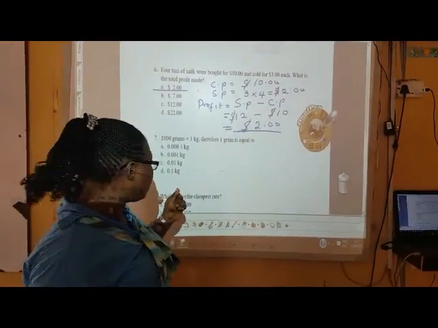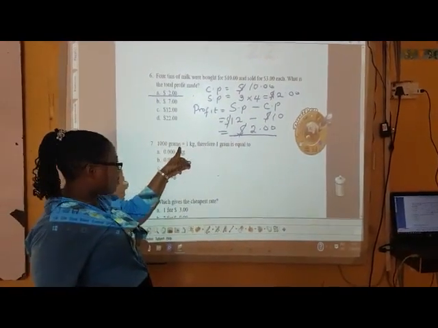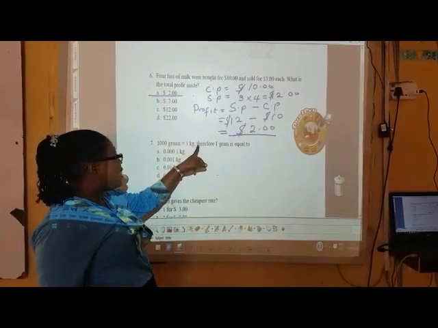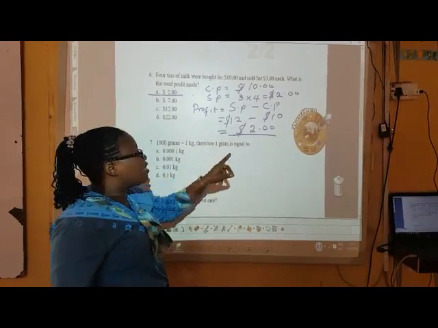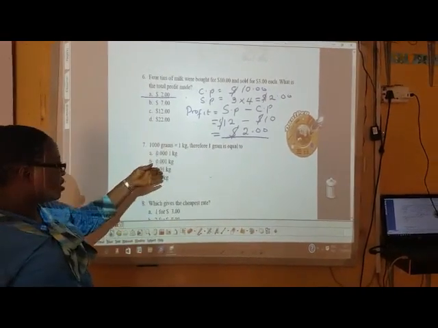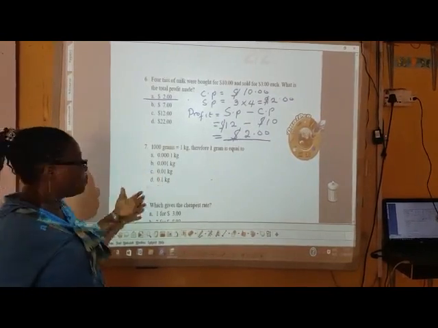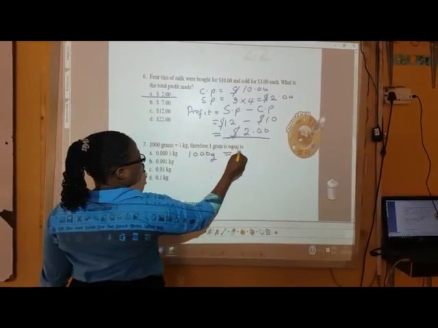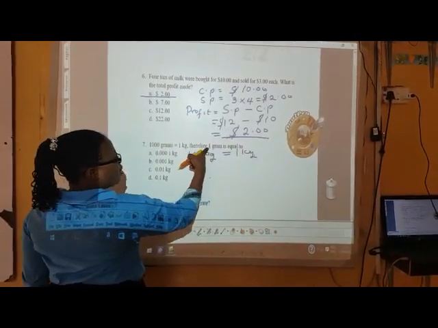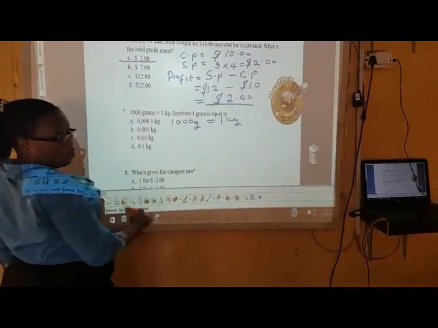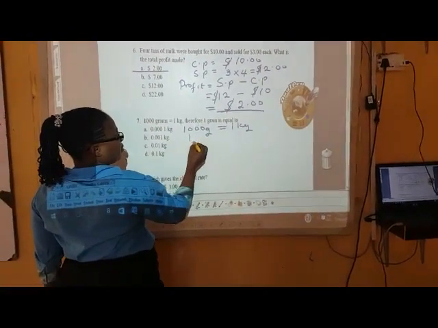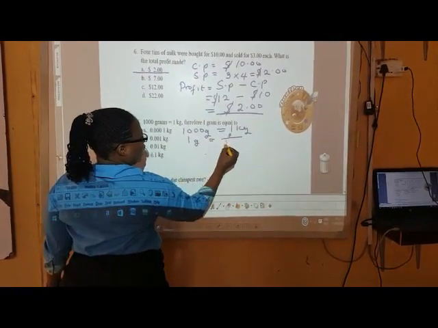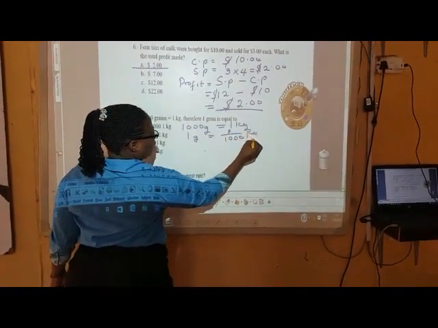Question 7. 1,000 grams is equal to 1 kilogram. That is, kg means kilogram. Therefore, 1 gram is equal to, we have to convert it to what? Decimal form. Now, 1,000 grams is equal to 1 kilogram. So we want to find what is 1 gram in kilogram. So 1 gram will give us 1 over 1,000 kilogram.